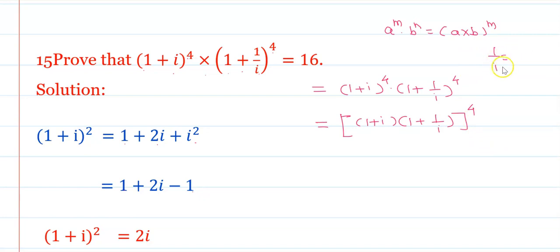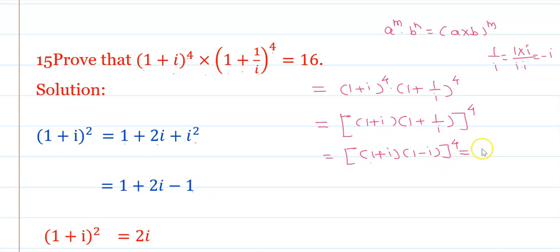Simplify this, multiply numerator and denominator by i. 1 into i upon i into i, that is i square. And overall it is minus i. And hence 1 plus 1 upon i is 1 minus i. Hence I will write in the bracket 1 plus i and here 1 minus i. This bracket is raised to 4. 1 plus i into 1 minus i.